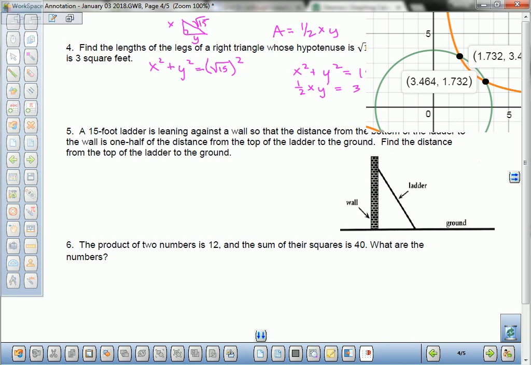I would use Desmos. Desmos is very nice. You can either use your calculator or you can use Desmos. And you said there's an app for Desmos? There is a Desmos app.